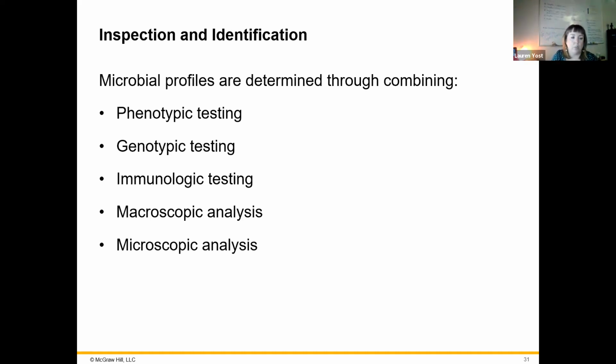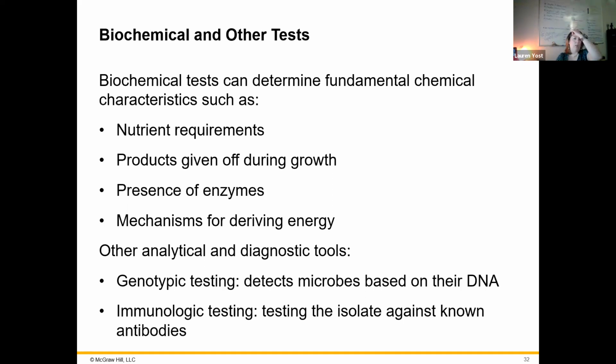Macroscopic analysis versus microscopic. So macroscopic could be like looking at the colors of the actual colonies themselves, the texture, what the growth in broth looks like. And then microscopic analysis, literally looking at the cell shape and other things like that. So biochemical tests can tell us about nutrient requirements of the organism, enzymes that the organism produces, how the organism makes energy, that sort of stuff.